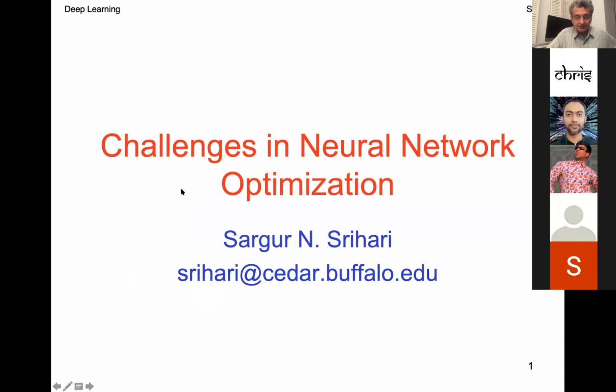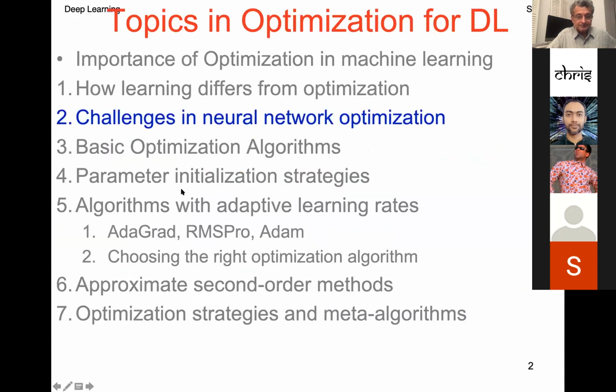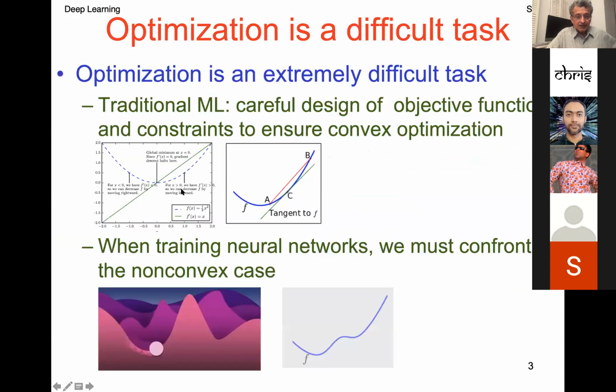Challenges in neural network optimization. All right. So this is optimization, and it talks about gradient descent. We've seen this before, but let me repeat. This dotted line is 1/2 of x squared, and this is f of x, right? This function is f of x. We are trying to find the minimum of this.